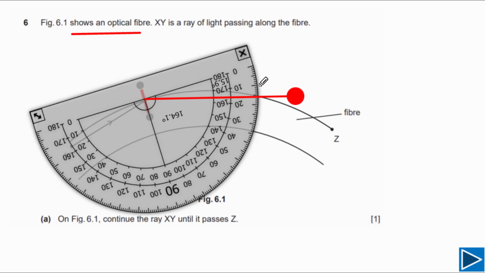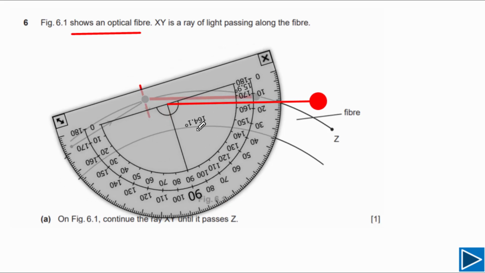We simply need to draw the reflected ray. So this is how you can draw the reflected ray. We can make it a little short so it has to touch the surface. So this is the reflected ray.